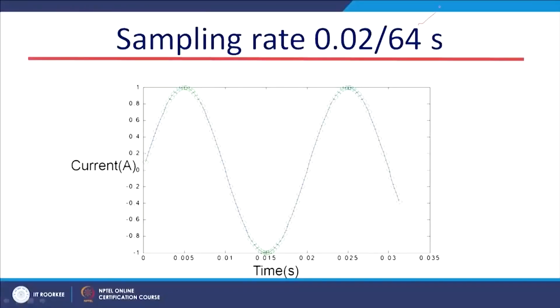Now, if we increase the number of samples per cycle, like here we have taken 64, we denote it by capital N. N stands for the number of samples per cycle. So, if we increase the number of samples per cycle to 64, in that case we have better resolution and a better approximation to our original signal.